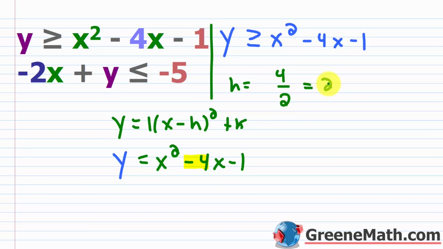4 over 2 is 2. Okay, so I know that h is 2. You can plug that in. How do we get k? Well, it's f of 2 in this case, right?